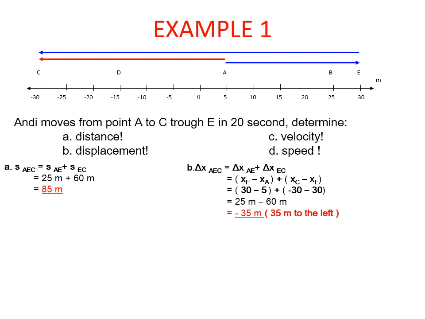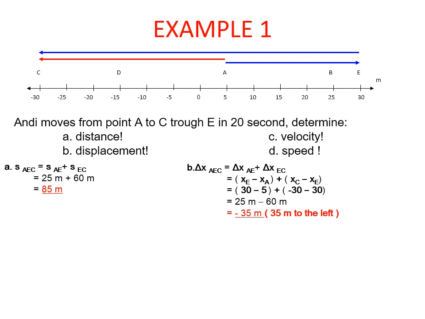So the answer is minus 35 meters. The meaning of minus is that the direction of displacement is to the left. As we know, displacement is a vector. So we can say displacement is 35 meters to the left.